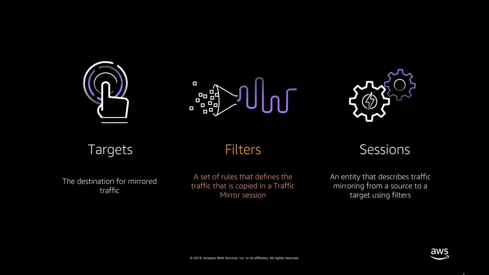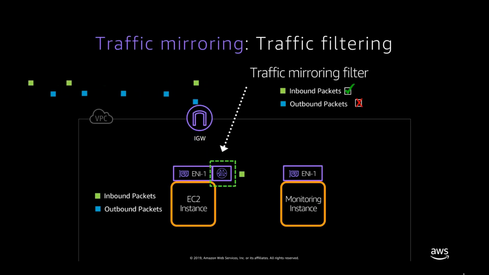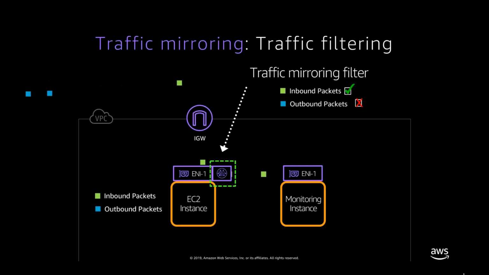Now let's talk about filters. Coming back to our example, you have the EC2 instance that you want to monitor, and you have a monitoring instance, for example. And let's say that you decide that you want to only mirror inbound packets coming to the EC2 instance and not outbound. So you could just create a filter where you say that I want to monitor all inbound packets and no outbound packets, and only inbound packets will be mirrored. So filtering comes in very handy when you want to extract the traffic of interest.